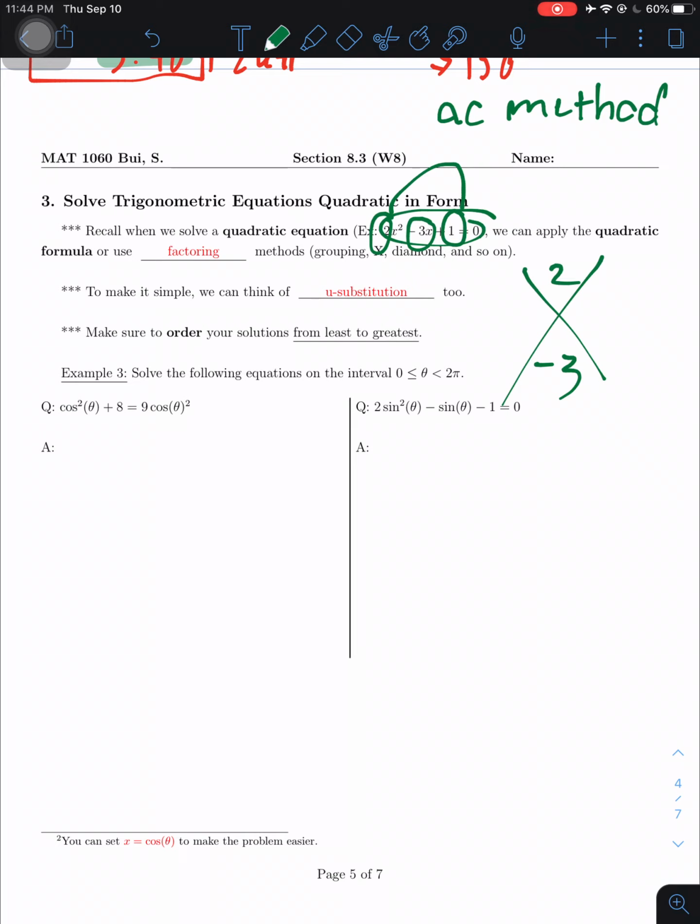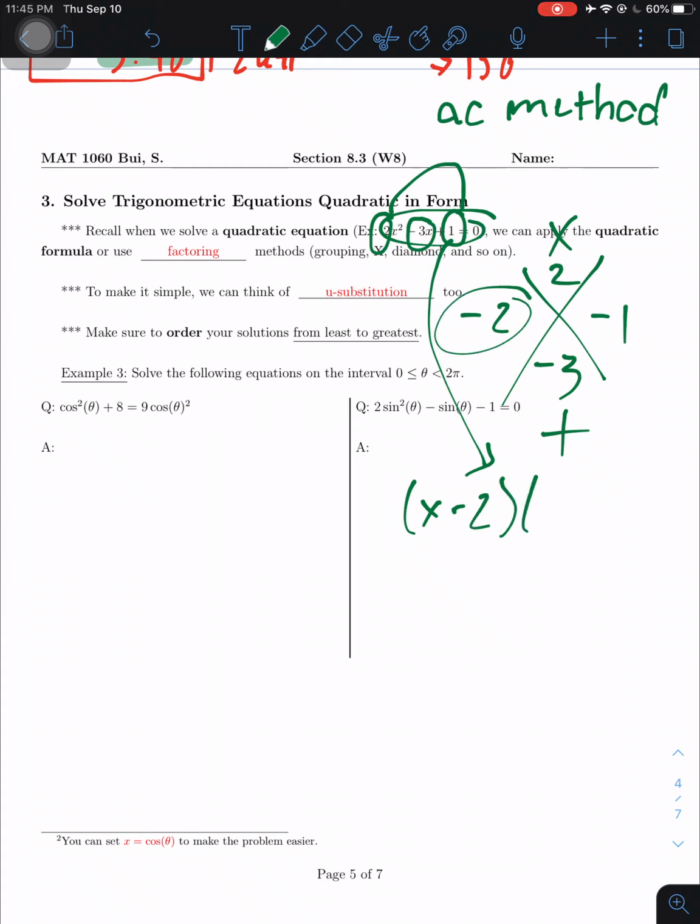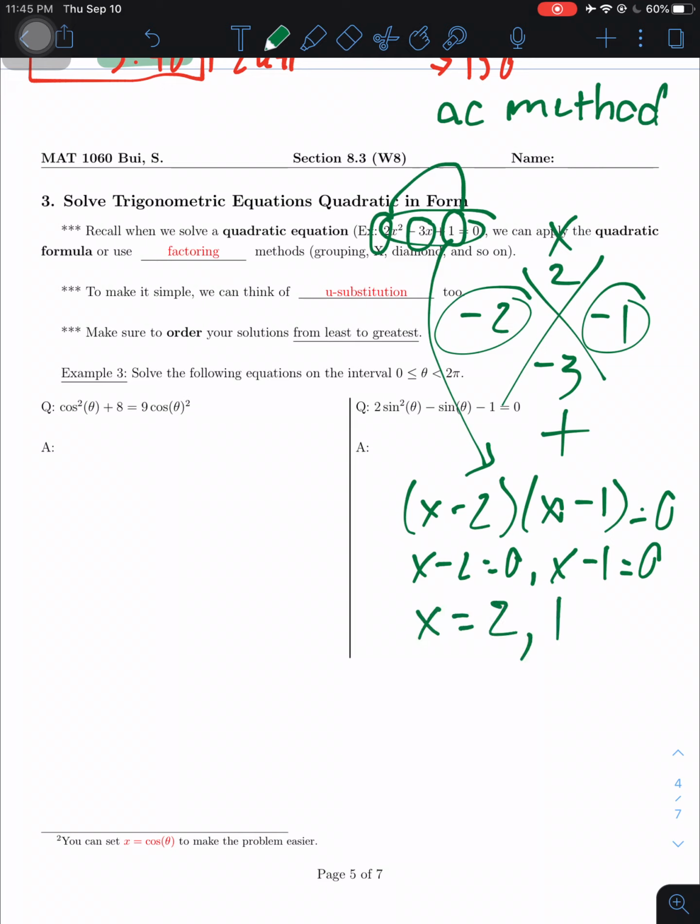Alright, so our job is to find two numbers that multiply to 2, but at the same time add to -3, okay? So I'm thinking of -2 and -1, because -2 times -1 is 2, and -2 plus -1 is -3, okay? So from here, my next step would be x minus 2, because we have a -2. That's for one of them. And then the other one would be x minus 1, because we have a -1 in here. And then we set each of them equal to 0. And then we solve for x, and we're going to get x equal to 2 for the first case, and then x equal to 1 for the second case. Okay?